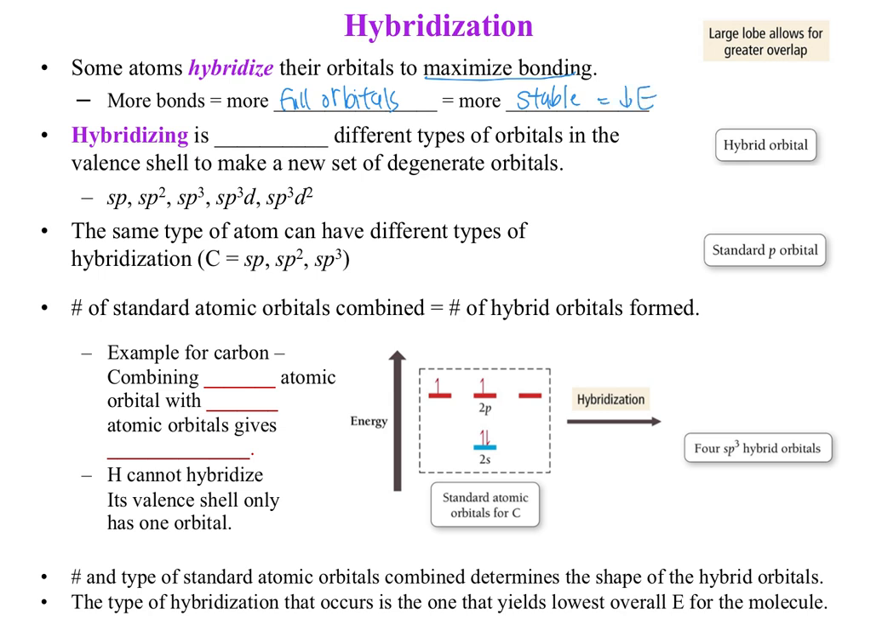So hybridizing is the mixing of different orbitals from the valence shell, specifically our atomic orbitals. We mix them together and we get new degenerate orbitals. Remember, that means they have the same energy.